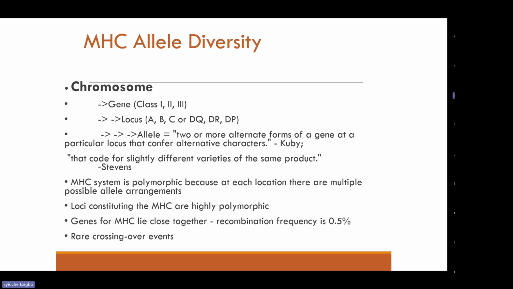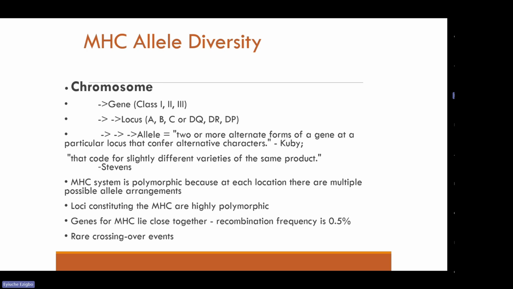So we've said that it's located on the genes. We have the chromosomes. We have the genes for class 1, class 2, and class 3. Then the locus, we identify the locus for both class 1 and class 2. And then the alleles: two or more alternative forms of a gene at a particular locus that code for slightly different varieties of the same product. These are some of the terminologies you'll be coming across.